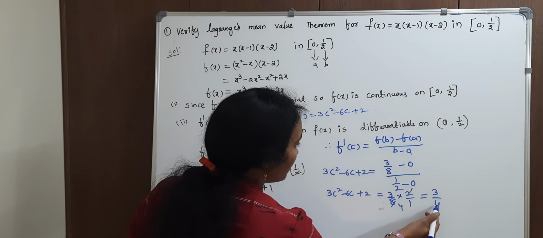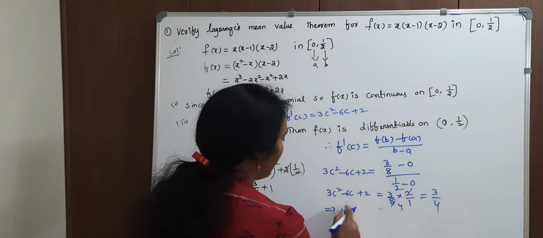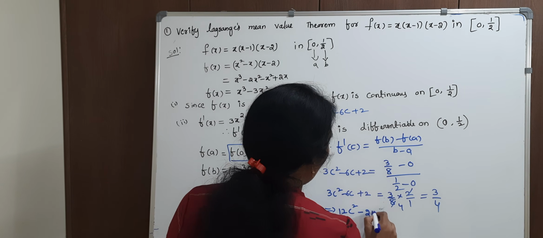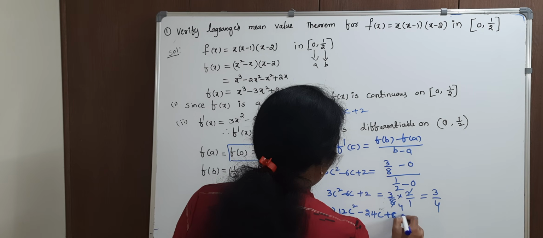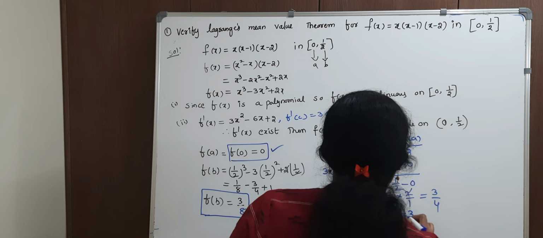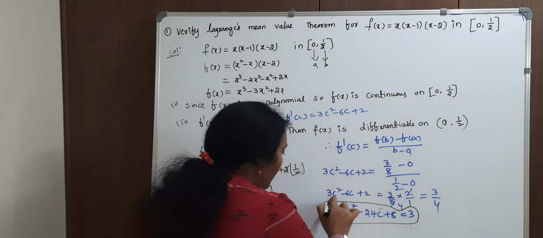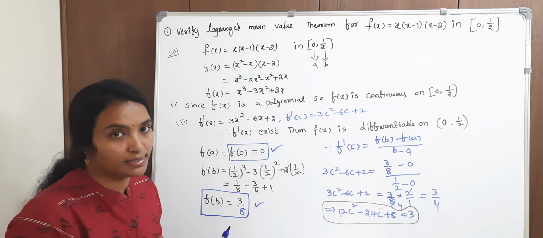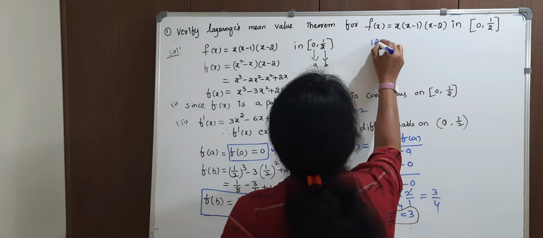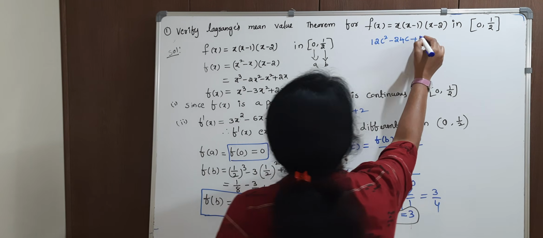Okay, then put cross multiplication, 4 into this polynomial. Cross multiply, 4 3s are 12. This will become 12c square minus 24c plus 8 is equal to 3. See, this is our equation, right? Then next what we have to do, we need to find c value. For that, simplify this equation. That will be 12c square minus 24c plus 8 minus 3, that is 5.